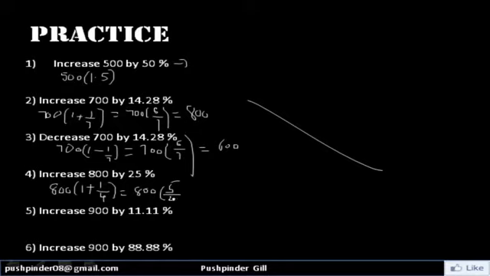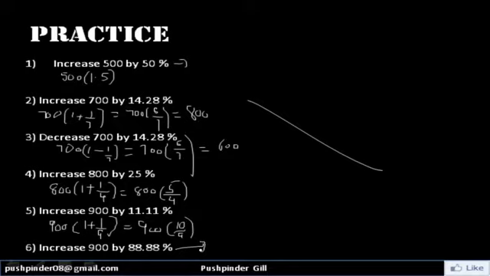So similarly, if I have to increase 900 by 11.11%, I'd say 900 into 1 plus. So what is 11.11%, guys? It's 1 by 9. So 900 into 1 plus 1 by 9 is nothing but 900 into 10 by 9. So I get my answer to be 1000.